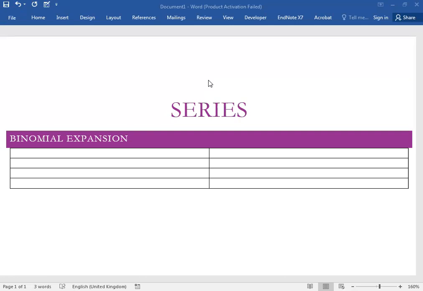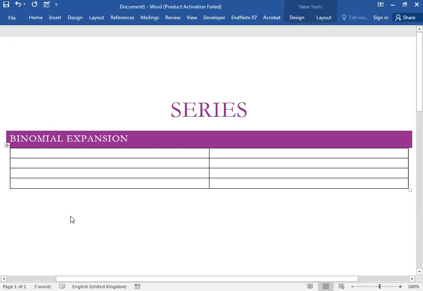Assalamualaikum class. So today the topic that we'll be doing is series, and the first subtopic from the topic of series is binomial expansion. First, let's just understand how do we expand things.